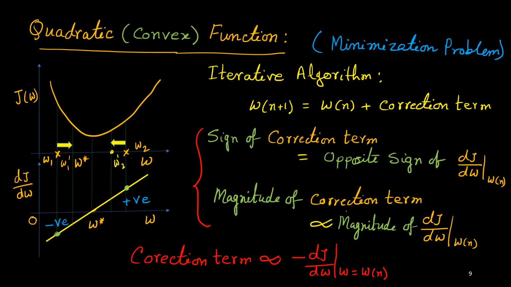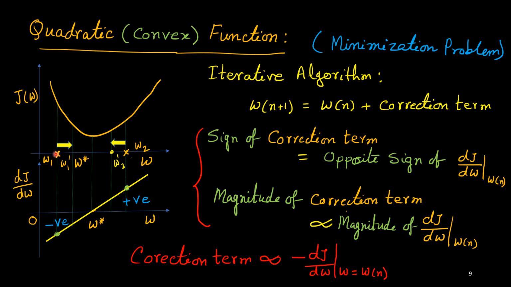There we have shown that if we consider this kind of cost function, then we can find one iterative algorithm of this form, that w of n plus 1 should be wn plus 1 correction term. And here, the sign of this correction term is just opposite of the derivative of this cost function at that point wn. So that thing we have got from this logic, that at w star it is having minimum value.